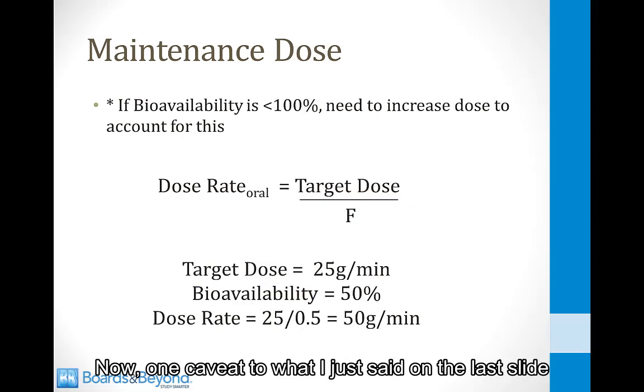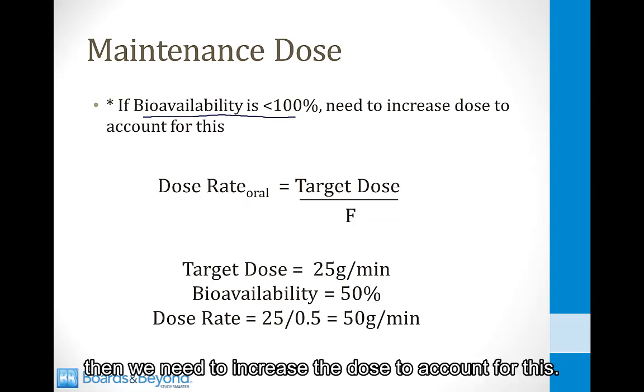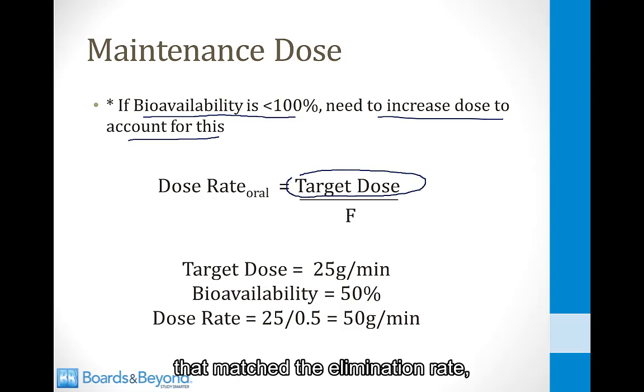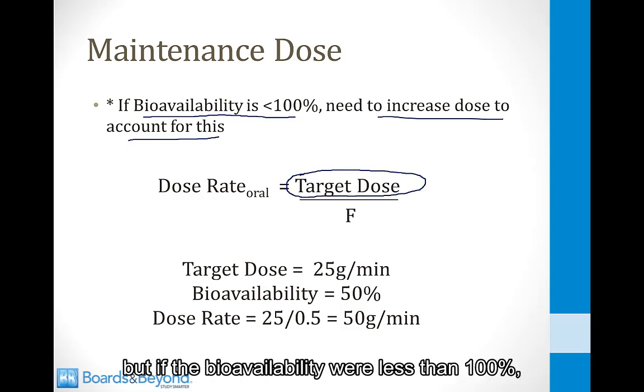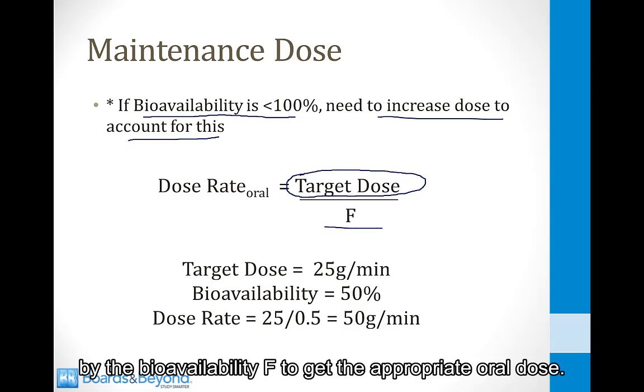And this is the dose required to match the elimination rate. Now, one caveat to what I just said on the last slide is if the bioavailability is less than 100%, then we need to increase the dose to account for this. So for example, in the last slide, we calculated a target dose that matched the elimination rate. But if the bioavailability were less than 100%, we'd have to divide that target dose by the bioavailability F to get the appropriate oral dose.